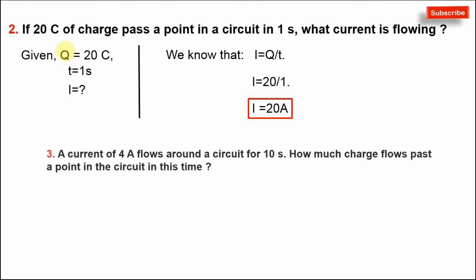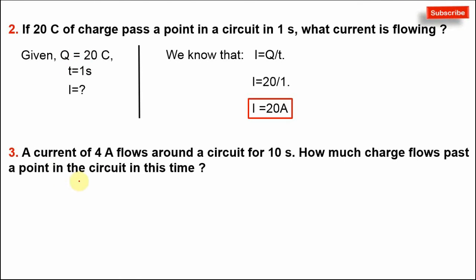Okay, and then come to the third example. A current of 4 ampere flows around a circuit for 10 seconds. Then how much charge flows past a point in the circuit in this time? Means here they have told us that the current is given, the value of I is 4 ampere, and the time given is 10 seconds. Then we have to find how much charge, meaning the value of Q.